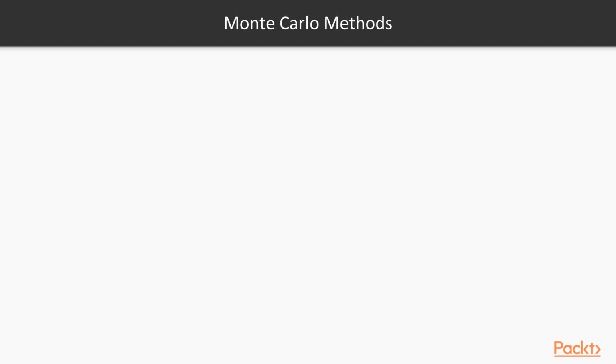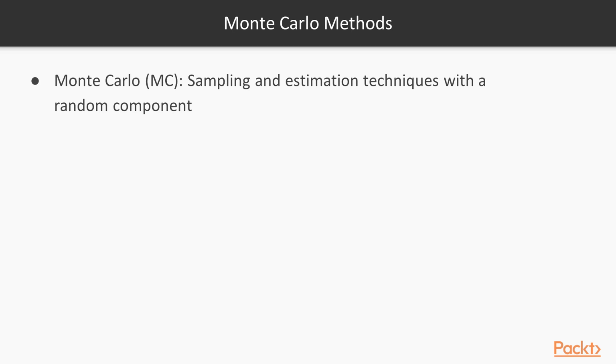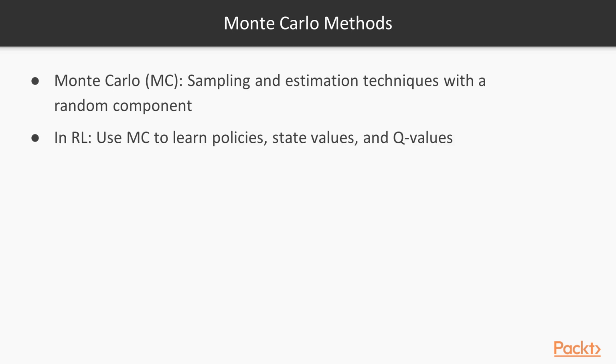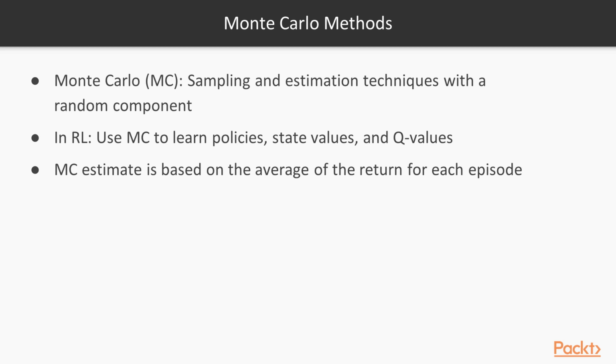We'll introduce Monte Carlo methods, implement the Monte Carlo algorithm in code, and highlight the strengths and weaknesses of Monte Carlo methods by comparing them to dynamic programming and TD methods. In general, Monte Carlo methods refer to a broad class of sampling and estimation techniques that deal with a random component. In reinforcement learning, we use MC methods to learn policies and provide estimated state values and Q values. The MC estimate is based on the average of the return for each episode. That's the key idea of Monte Carlo.